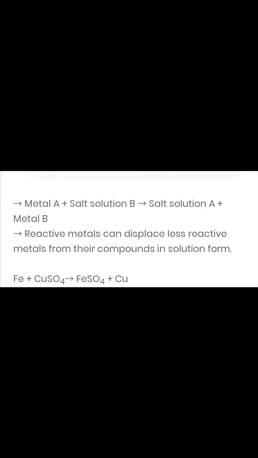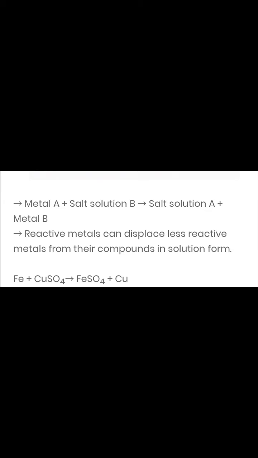It means that whichever metal is more reactive is going to displace the less reactive metal from its salt solution. Children, try to understand this example: we have iron metal and the salt solution of copper sulfate. When iron reacts with copper sulfate, we get iron sulfate plus copper. This means iron is more reactive than copper, and that is why this reaction is taking place.